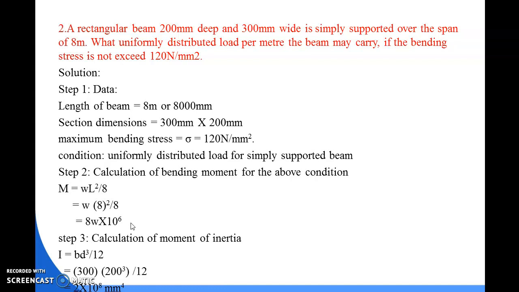After that, we can find the moment of inertia, that is I, as we know the values of B and D. Hence B value is 300 and D value is 200. By putting this value, 300 into 200 cube divided by 12, we get the moment of inertia as 2 into 10 to the power 8 mm to the power 4.